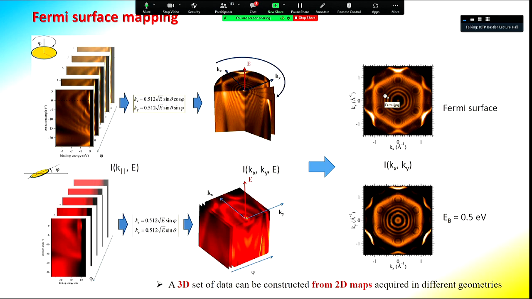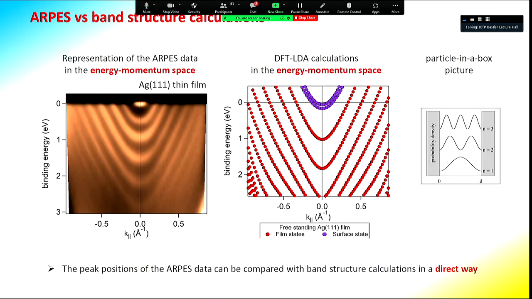From there, one can cut and get, for example, the Fermi surface. If one cuts this cube at the Fermi level, there are some constant energy cuts, and one can understand something more about the band's anisotropy. So the band structure, in the case of simple two-dimensional systems, can also be very easily compared to the DFT calculations.